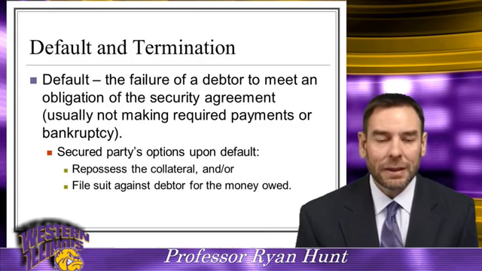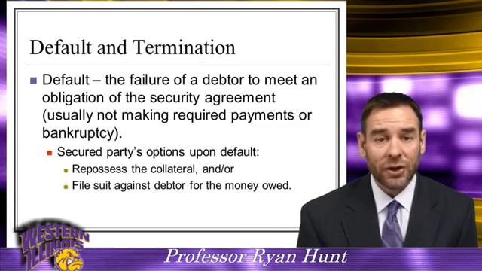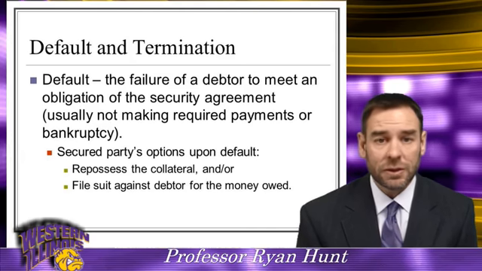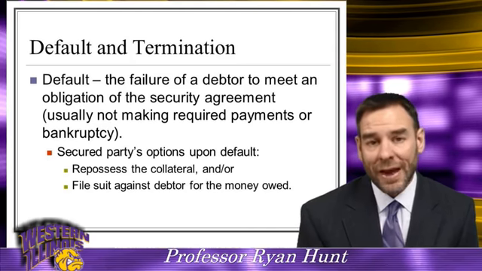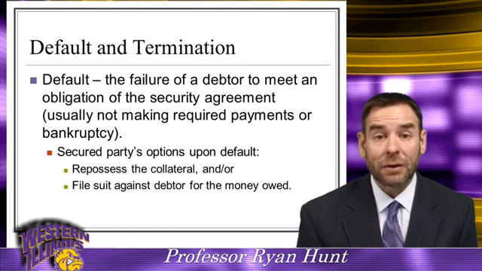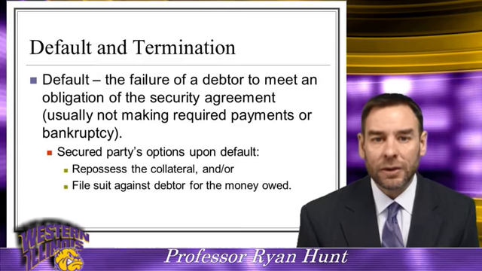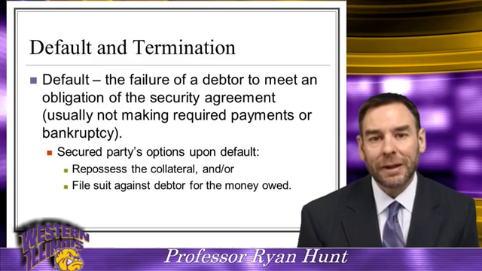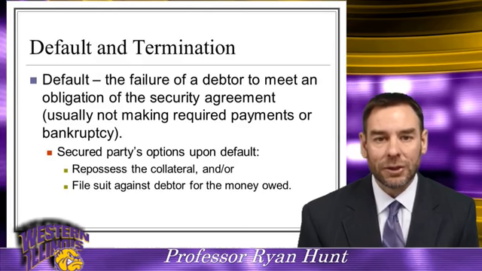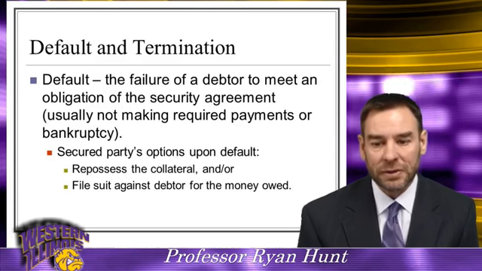One, like I've mentioned, is not maintaining insurance. Sometimes the security agreement will require the debtor to maintain insurance on the collateral and they let it lapse. That could be a default. Filing for bankruptcy protection could be considered a default. All of those things are not meeting the obligations of the original security agreement. That's when a default happens.